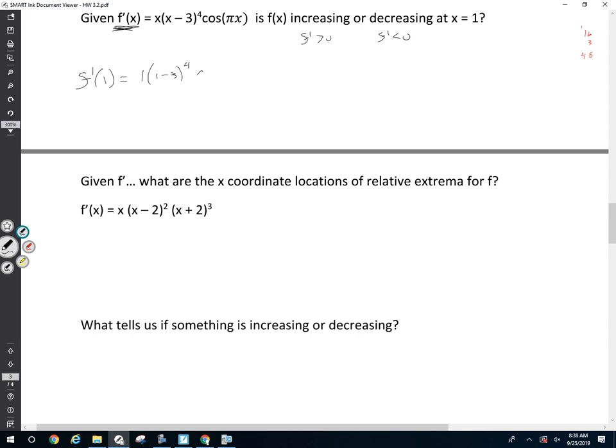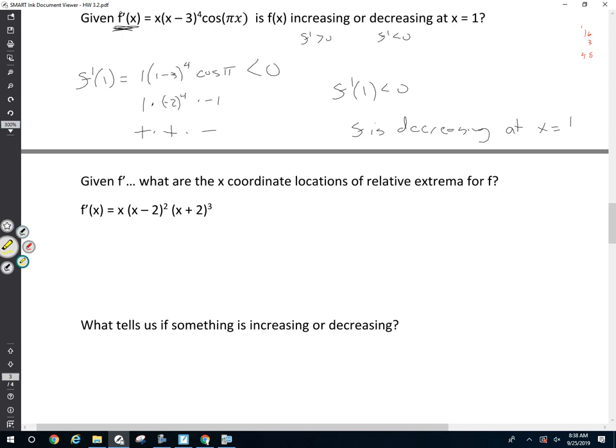This is 1 times -2 to the 4th, which is a positive, times negative 1. That's negative. I don't care what the value is. Since f prime of 1 is negative, f is decreasing at x equals 1. Okay?